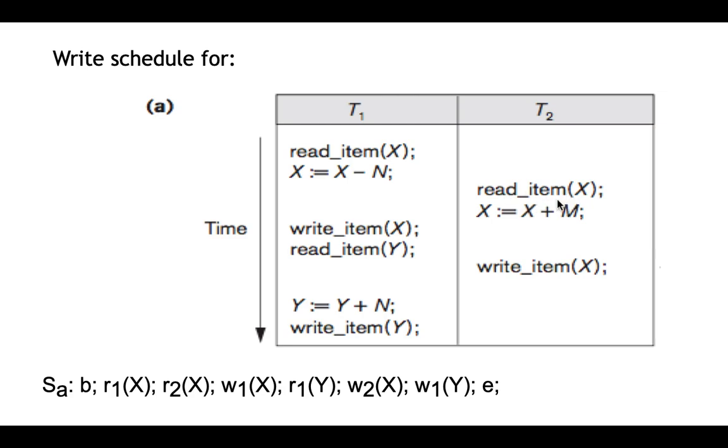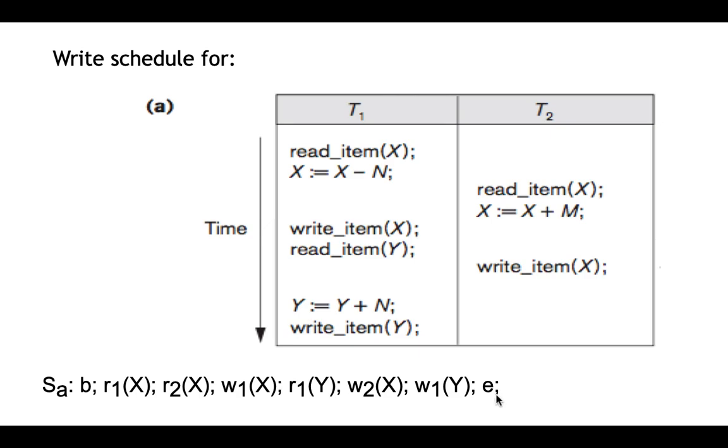This read item X belongs to T2, so it is denoted as R2 of X. Now this write item X belongs to the first transaction, so it is denoted as W1 of X. Then read item Y occurs, denoted as R1 of Y. Then write item X occurs as per order, so this is W2 of X. Then write item Y occurs, that is W1 of Y, and E for end. That is how we write a schedule.